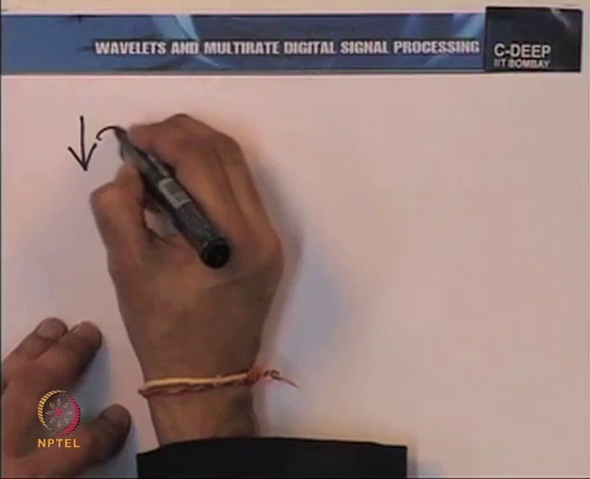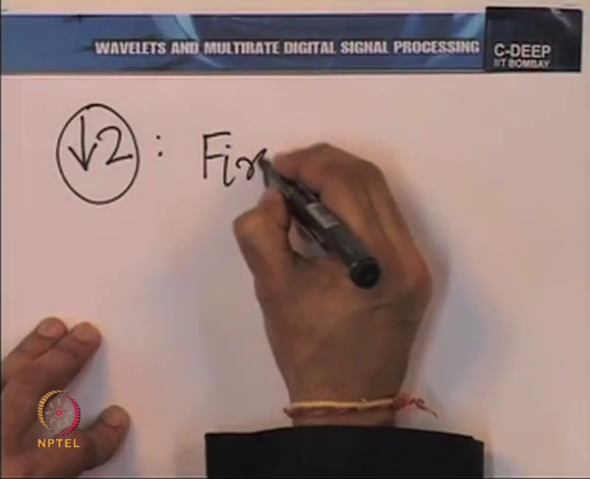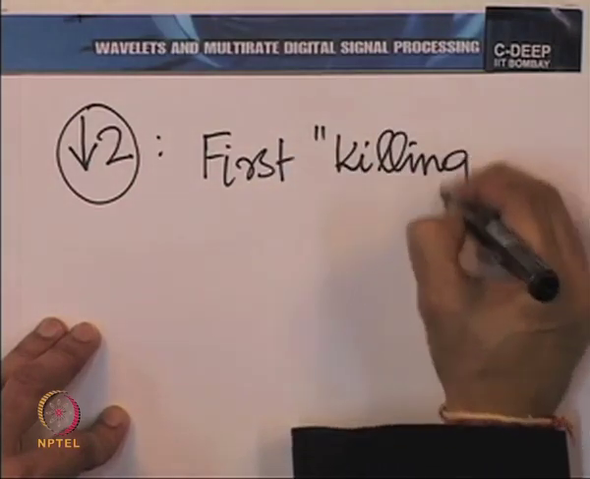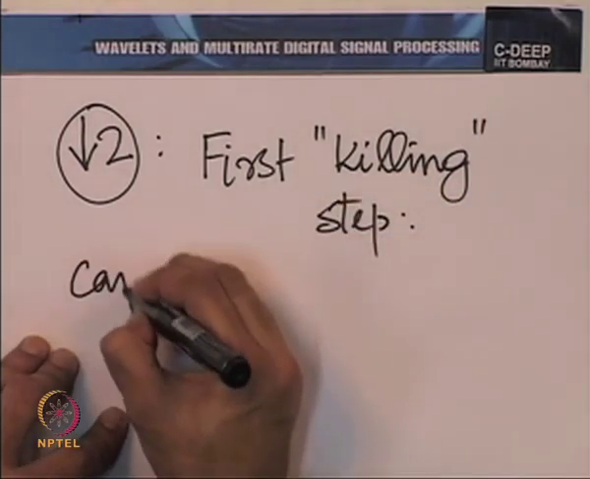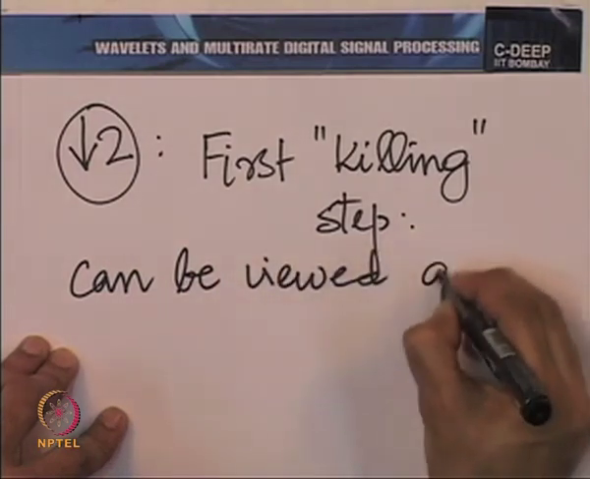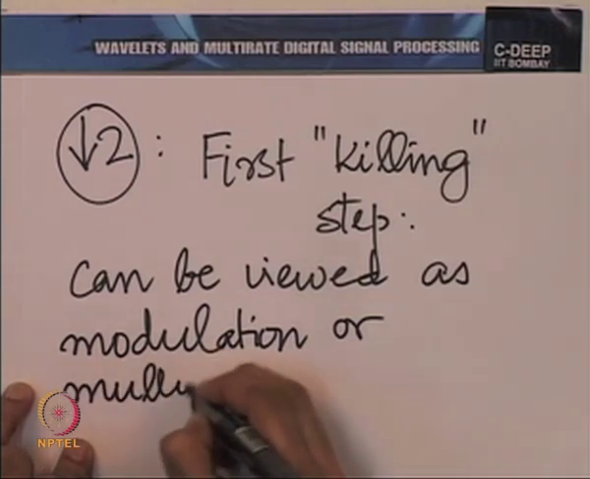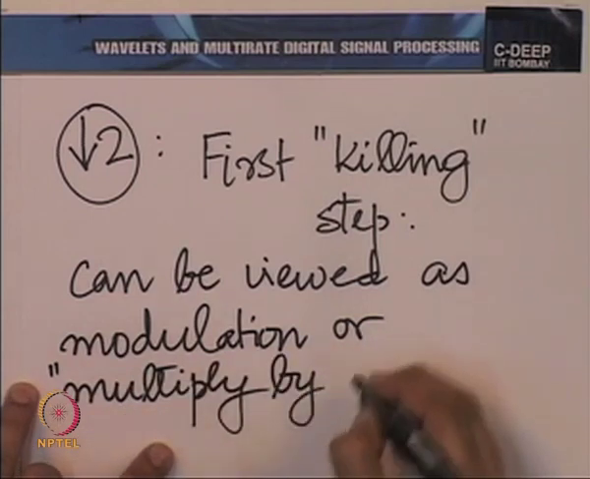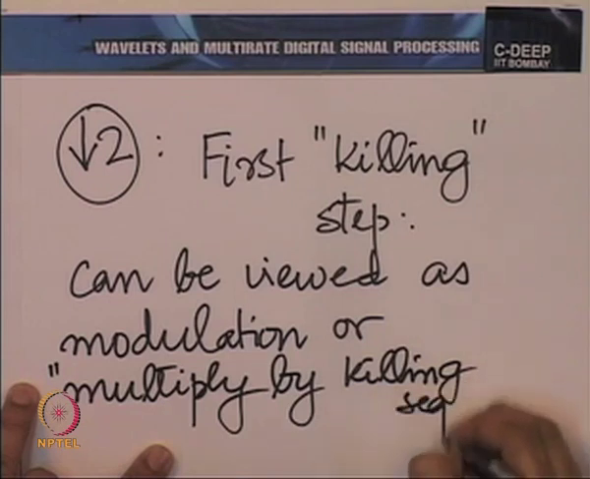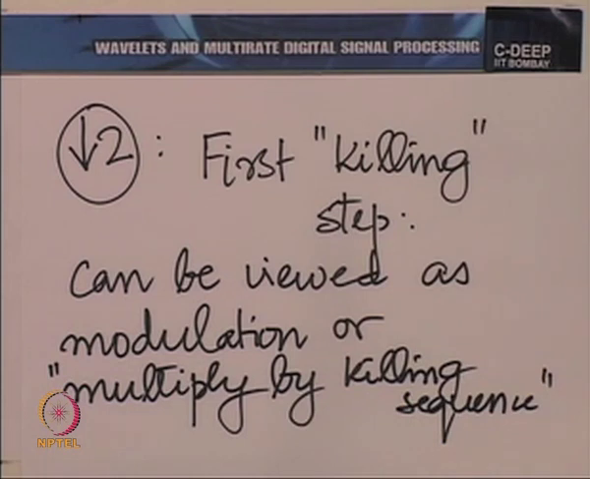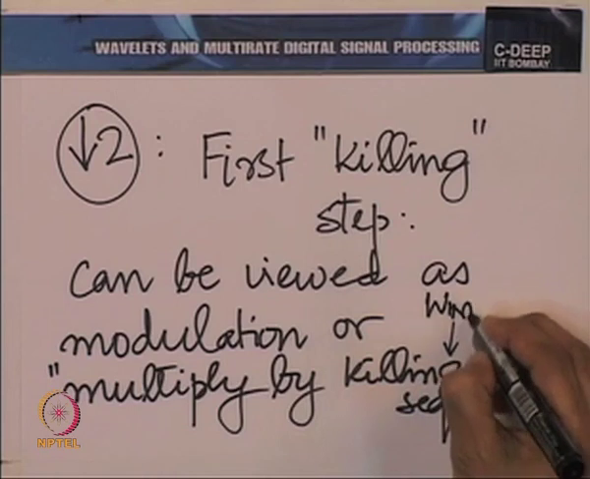So, here we are. When we wish to downsample by a factor of 2, what we are saying in effect is we are killing every other sample. And how do we kill? One way to kill is to multiply by a killing sequence, so to speak. So, when we consider downsampling by a factor of 2, the first killing step can be viewed as a modulation step, or multiplication by another sequence, by a killing sequence, let us call it. Instead of giving such a violent name, maybe we should call this a window sequence, that is a milder name.